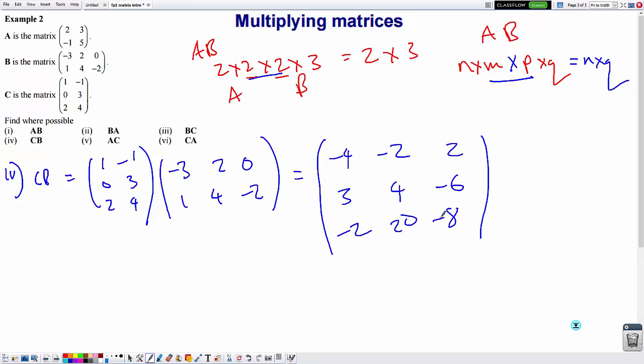Wait, did I make a mistake? Minus 4, minus 2, 2, 3. I did make a mistake. In fact, I think this element is a mistake. So how do I work this one out? So this is my... Let's just go back.